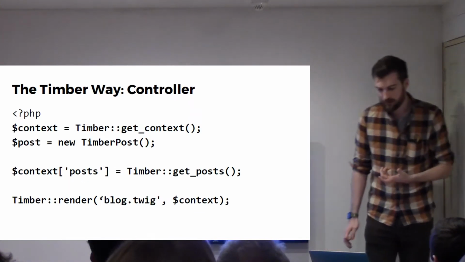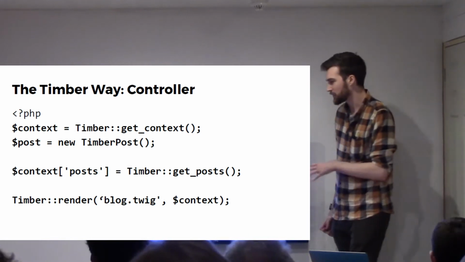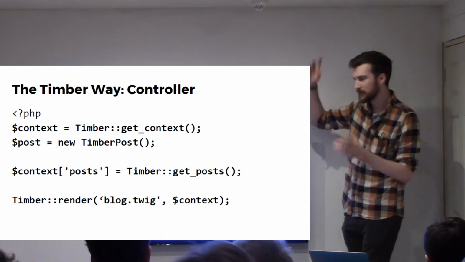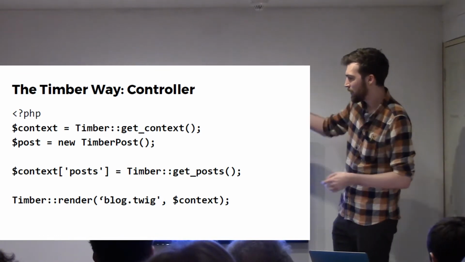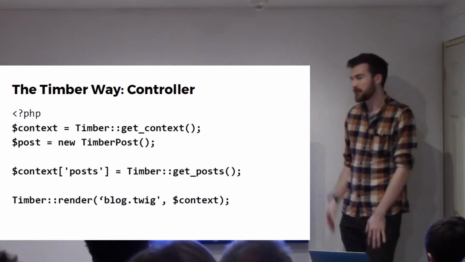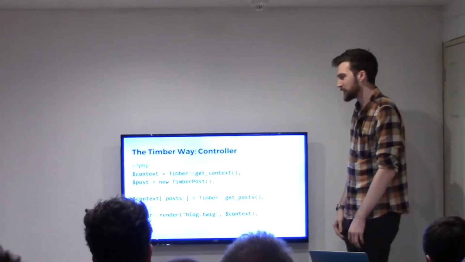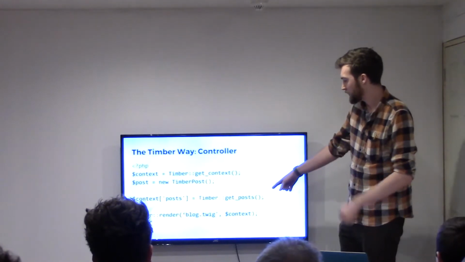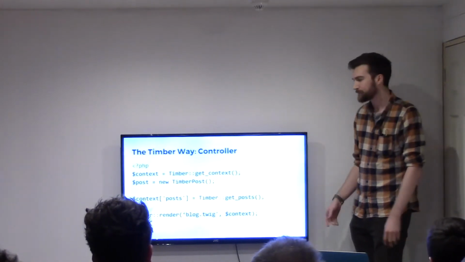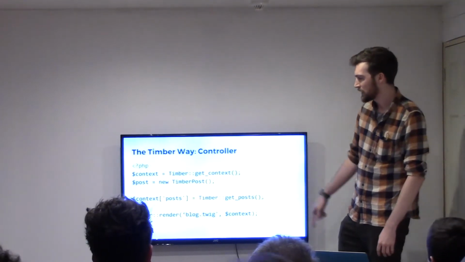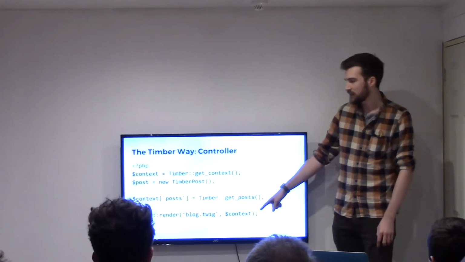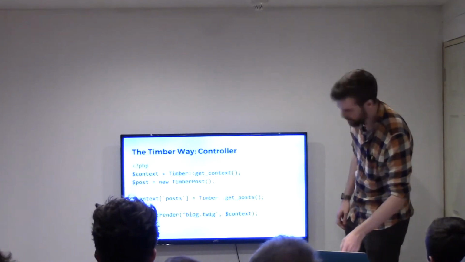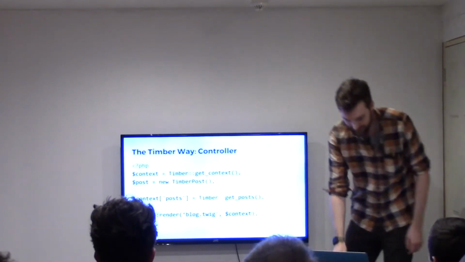So here's our controller. This is the entire controller for Timber. We're going to create our context, which is a thing that Timber does to kind of magically get you all these things. We're going to get our post. So we're going to be reviewing a blog item. Just go, get me a Timber post. It knows magically what page you're on and gives you that post automatically. And then maybe we're going to display all the posts on our website, maybe in a sidebar. Give me the posts as well. And then just render blog.twig and give it the context. It's done. In this example, we don't actually pass post into the context. That wouldn't be available, but that's my bad.